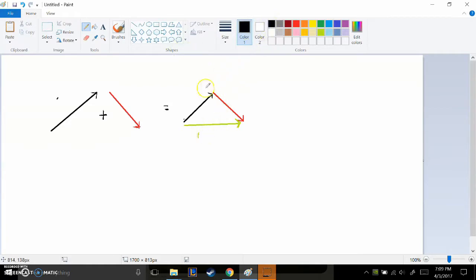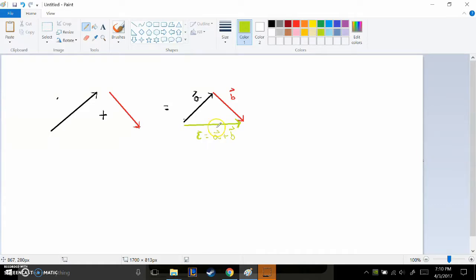Well, if we label the first one as vector A, and vector B, vector C would be equal to vector A plus vector B. And this is known as the resultant vector.